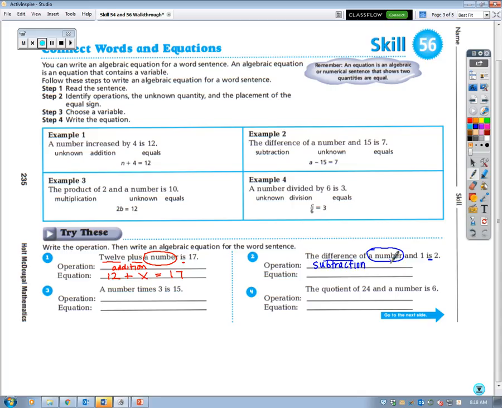What's our variable? What do you guys want to use for variable this time? X again? Are you guys comfortable with X? Okay. So x minus 1 is 2. The difference of a number and 1 is 2. Do you guys see how that translates? Is it coming together a little bit clearer? Okay.